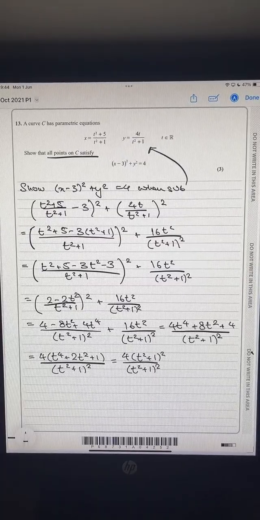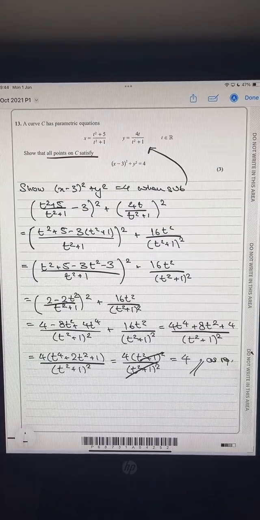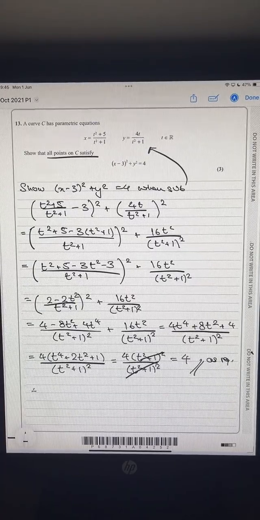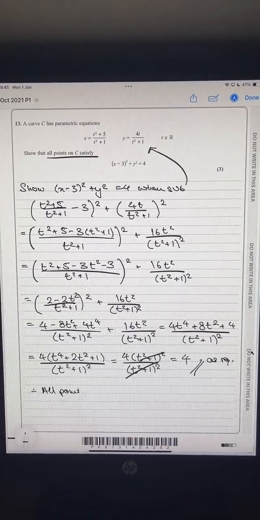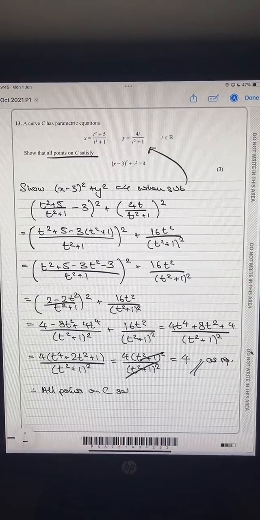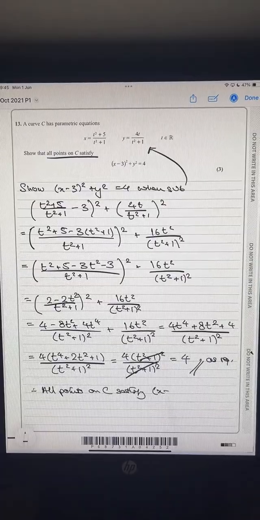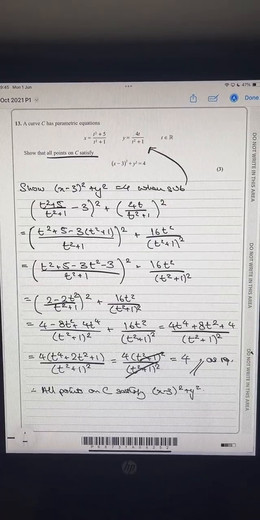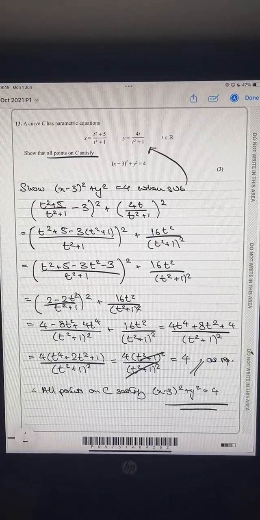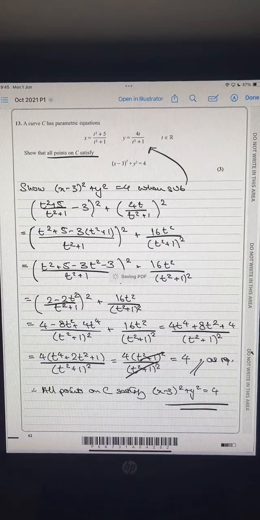Even if you didn't know that by looking at it, you could just have a guess as to what this factorizes into and then reverse engineer it and say, oh yeah, this does give me this when I expand it. And then all I have to do is cancel out my 4s and then I get 4 as required. So therefore we need a conclusion. Therefore all points on C satisfy (x minus 3) squared plus y squared equals 4, because when you substitute in the parametric equations of C, they do indeed give me 4.